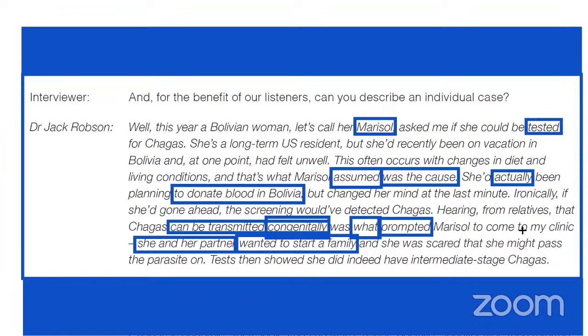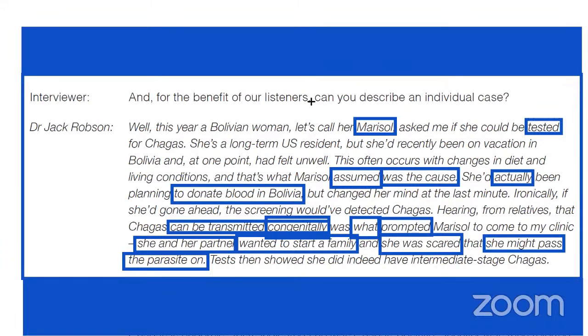Okay. So this is the reality. Try to understand this. Marisol came to my clinic. She and her partner wanted to start a family. Children means family. And she was scared that she might pass the parasite on to her children. The test then showed she did indeed have intermediate stage Chagas. Try to understand the point here very clearly.